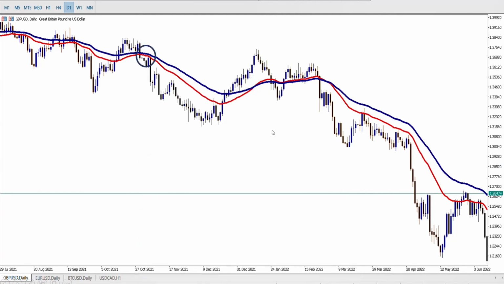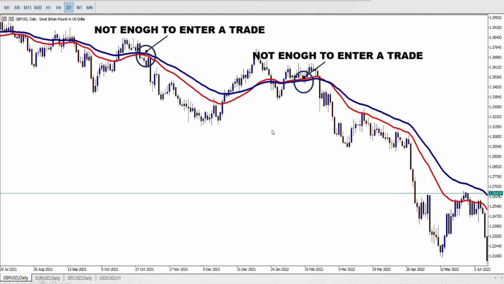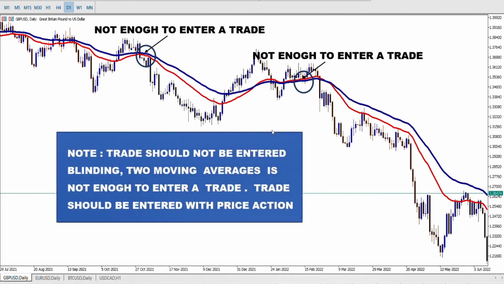Always fully understand price action before taking a trade. I am not saying that using indicators is bad, but don't misuse indicators. Use indicators as a guide. Please don't conclude your trade just by indicators. Don't just see two indicators crossing and you buy or sell.